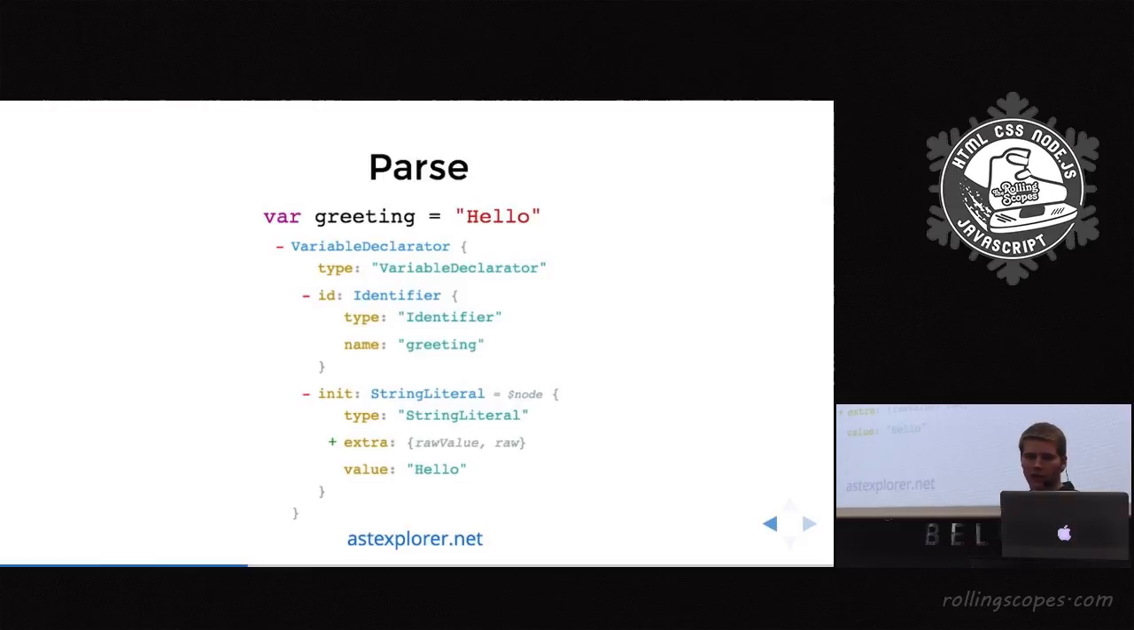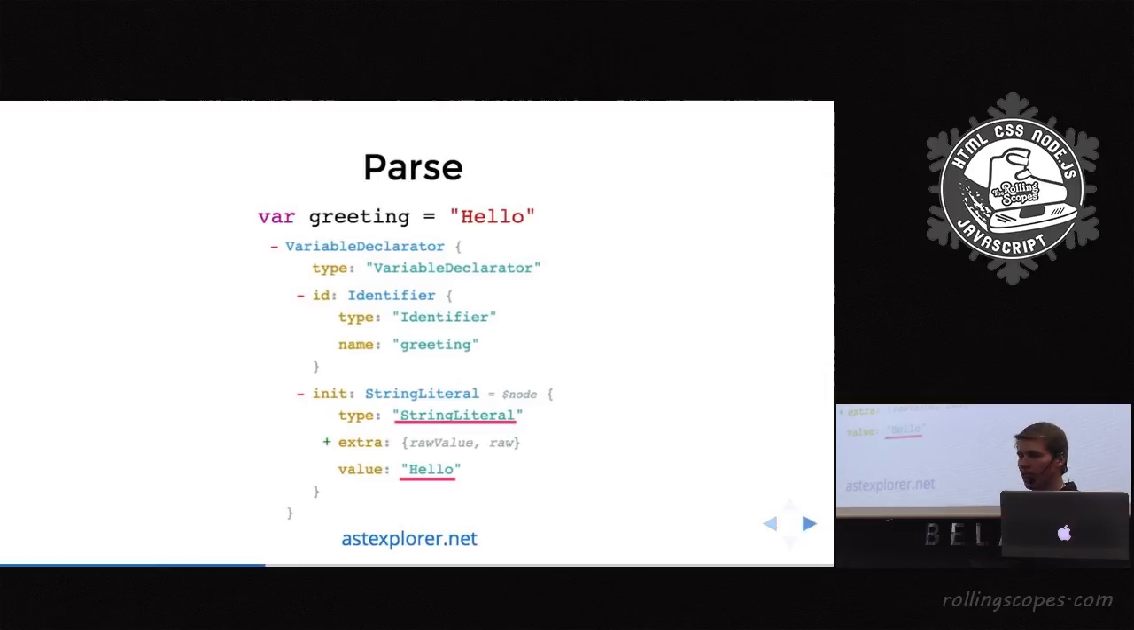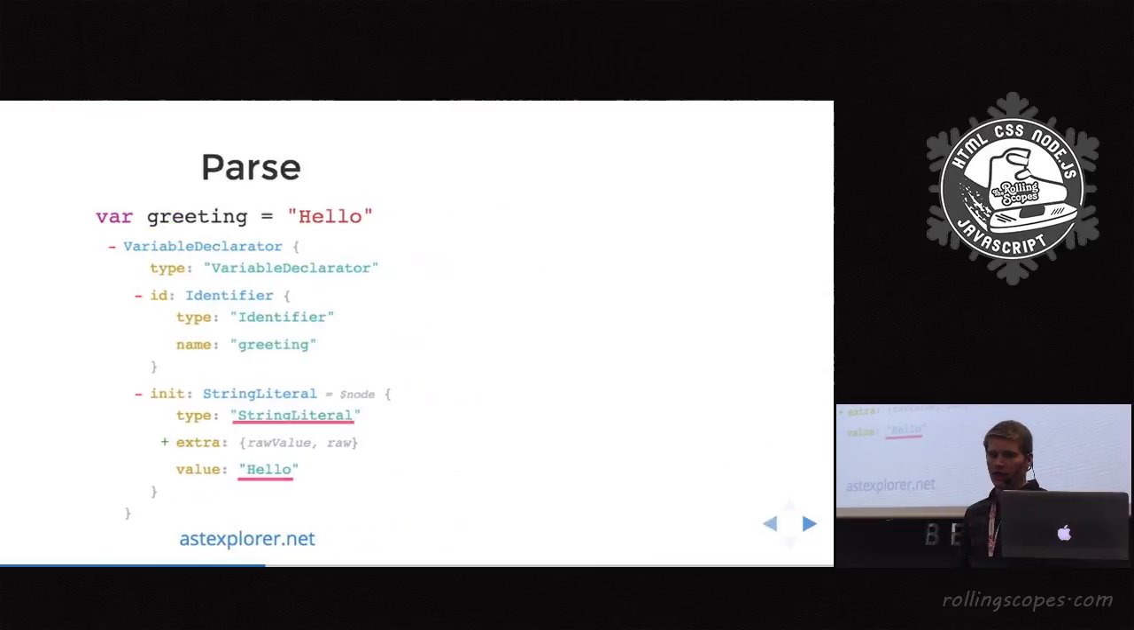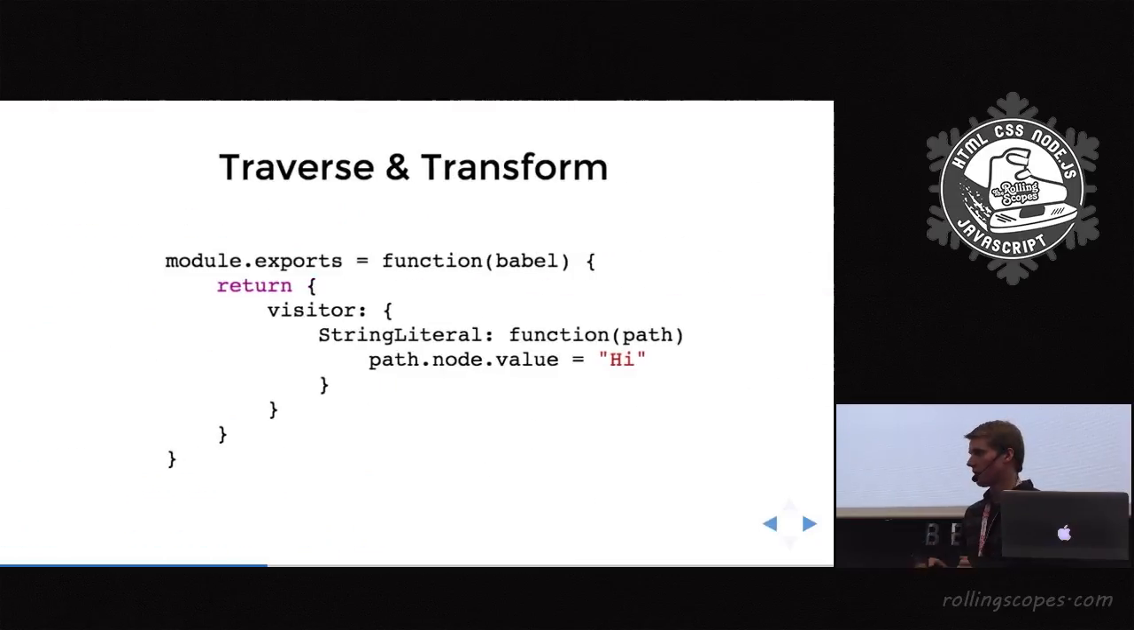And you can see a variable declaration consists of this ID, which is the name of the variable, and then the init, which is the initial value of that variable. For our plugin, we need to know two things, really. One is that the type of the node that we're trying to transform is a string literal, and the other thing is that we have this value, which is the thing we are trying to change. And this is the code we need to do that.